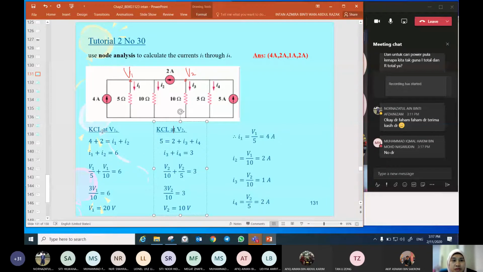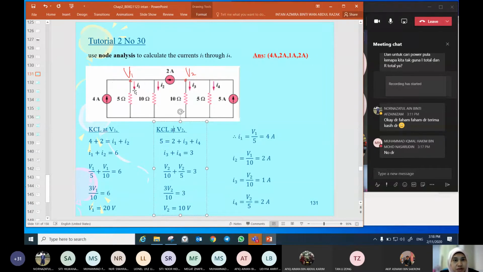Okay, so the next step is to substitute. Remember that in the KCL equation, each term is current. Current entering the node is equal to current leaving the node. So now the next step is to substitute that current with Ohm's law, I is equal to V over R. So 4 plus 2 is equal to 6, I1 and I2 here.